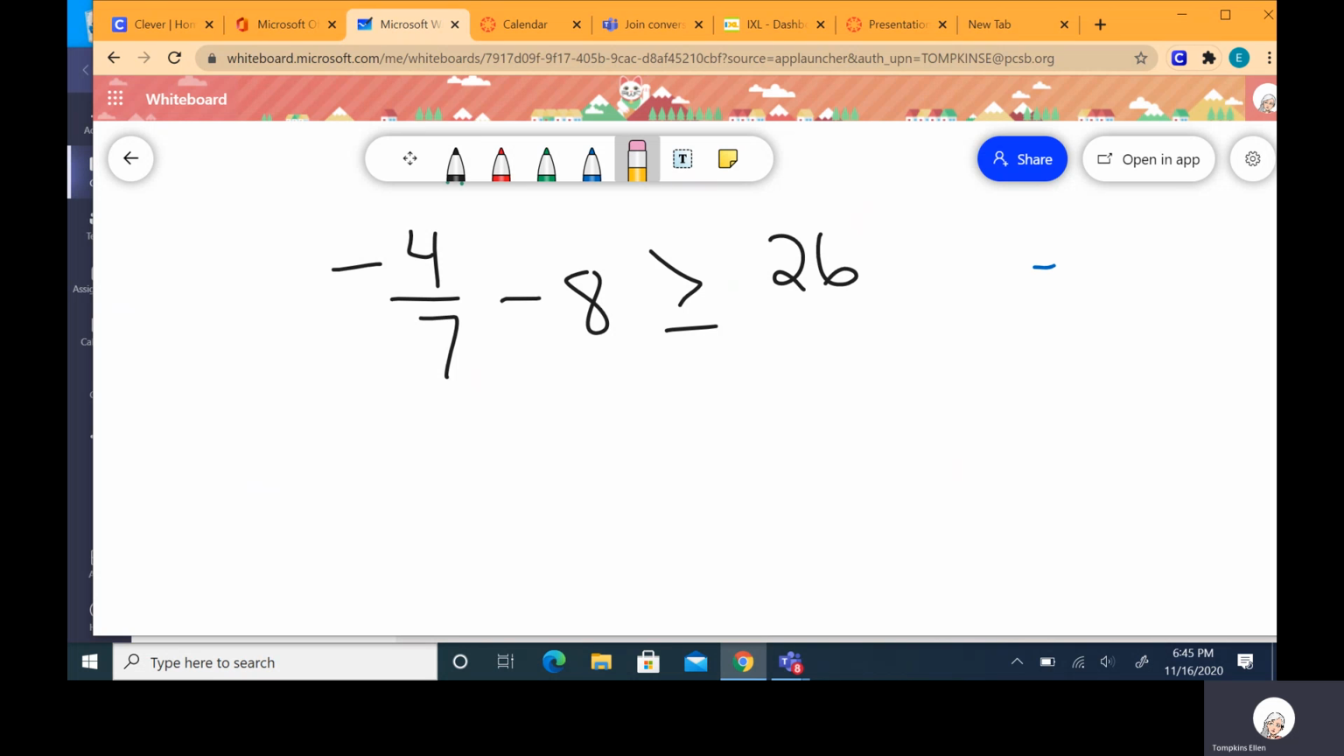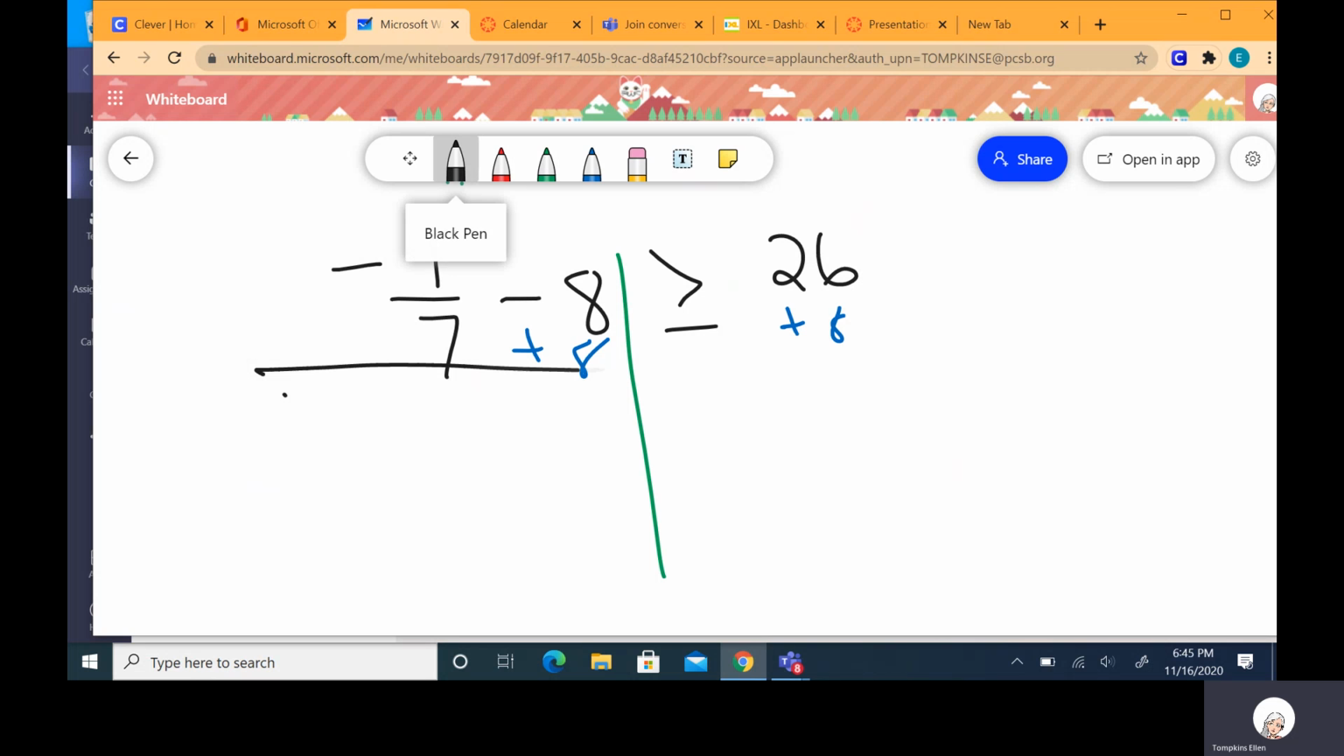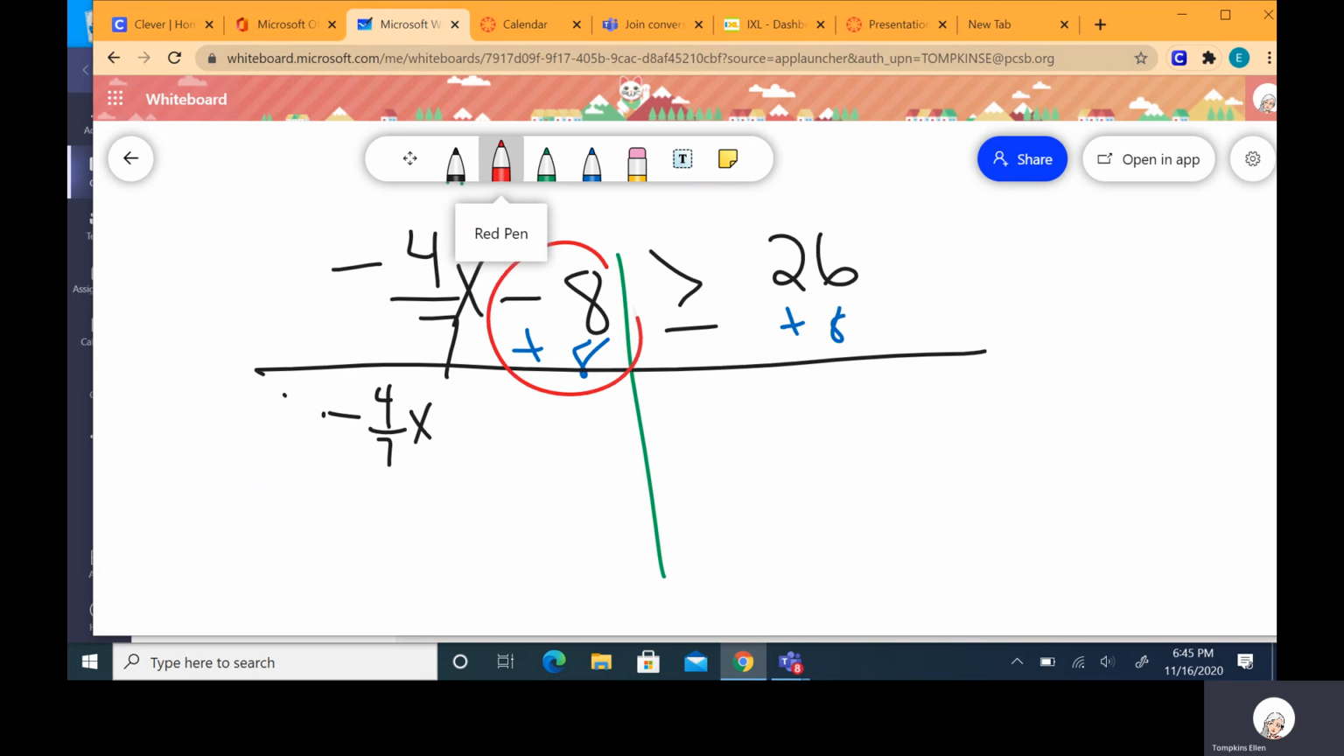Okay, I cannot guarantee how this will do because I made up numbers. So we zero pair first, so I'm going to go ahead and add 8 to both sides. When I do that, that should have an x with it. Negative 4 over 7x. These zeroed out, that's fine. 26 plus 8 is going to give me 34.